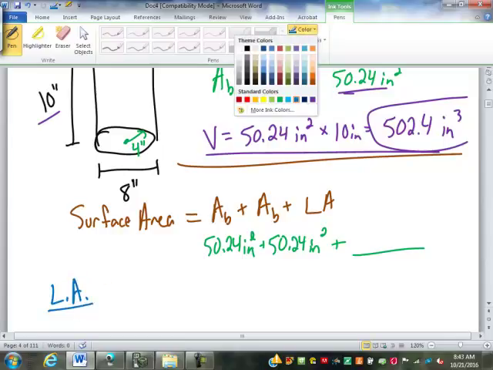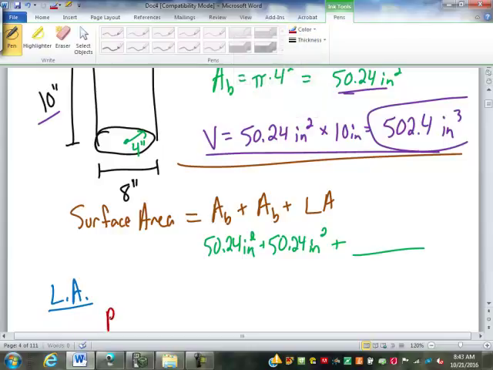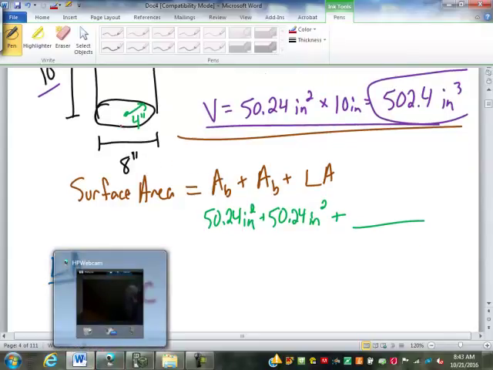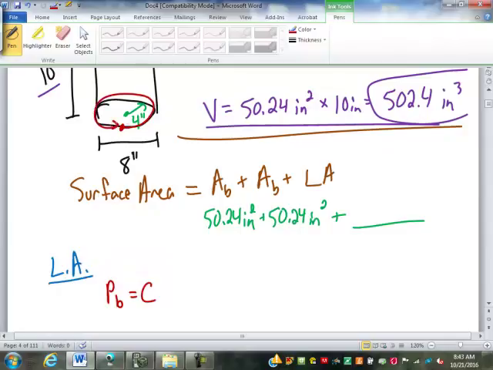What's the first thing I need to know in order to find my lateral area? That's the perimeter of my base, which, since the base is a circle, is going to be a circumference. It's the distance around that circle. Circumference is pi times diameter. So it'll be pi times 8, which is 25.12 inches.